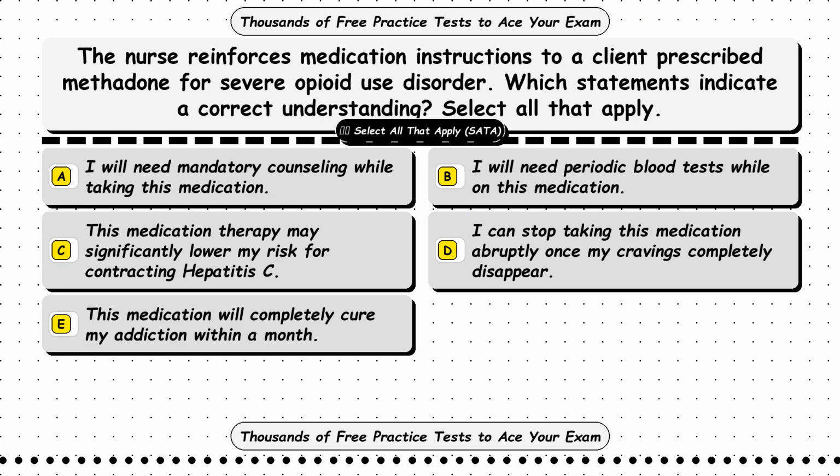Question 88. The nurse reinforces medication instructions to a client prescribed methadone for severe opioid use disorder. Which statements indicate a correct understanding? Select all that apply. Option A. I will need mandatory counseling while taking this medication. Option B. I will need periodic blood tests while on this medication. Option C. This medication therapy may significantly lower my risk for contracting hepatitis C. Option D. I can stop taking this medication abruptly once my cravings completely disappear. Option E. This medication will completely cure my addiction within a month.